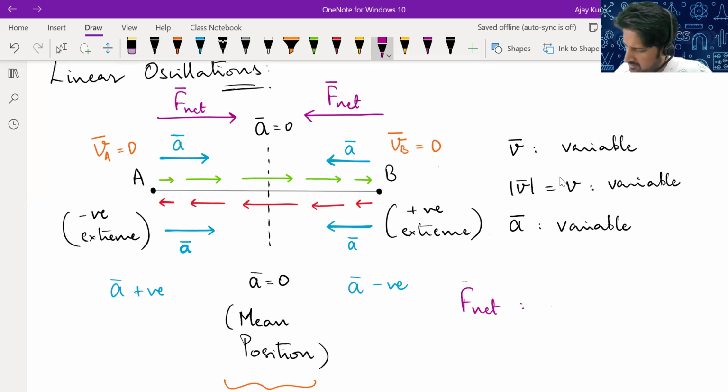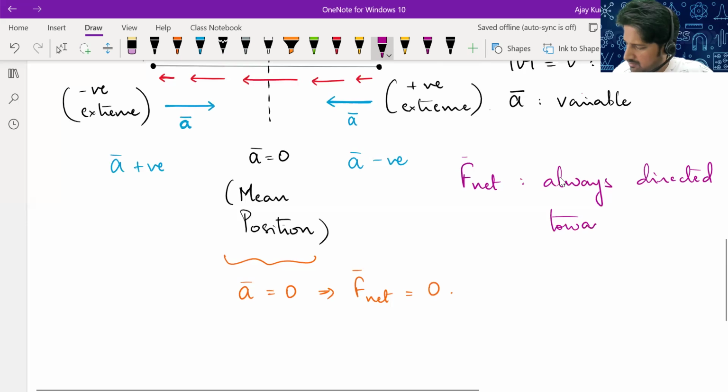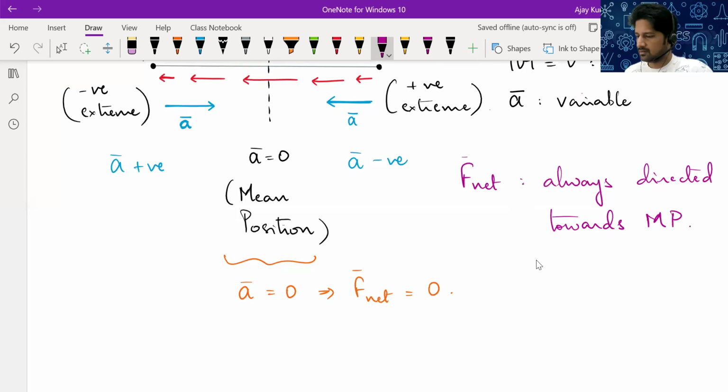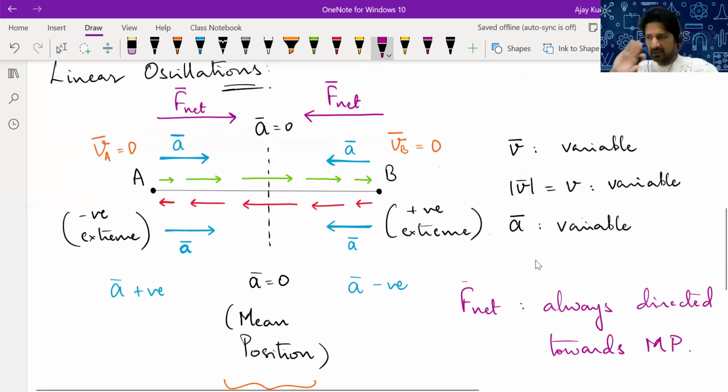F net is always directed towards the mean position. That means the net force acting on an oscillating object is always trying to bring it to the mean position. If it is going away from it, it will slow it down. If it is coming towards it, it will speed it up. Okay, so it wants the object to stay at the mean position. It will try its best to do that. Fine.